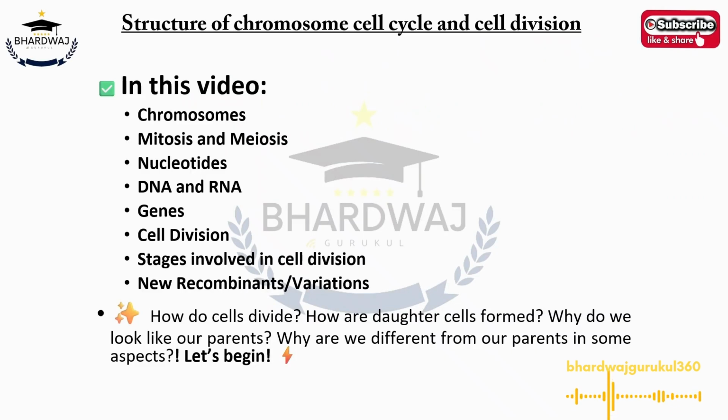In this video, we learn what are chromosomes, mitosis and meiosis, nucleotides, DNA and RNA, genes, cell division, about the stages involved in the cell division and the process of new recombinant or variations. How do cells divide? How are daughter cells formed? Why do we look like our parents? Why are we different from our parents in some aspects? So let's begin and answer all of these questions in this video.